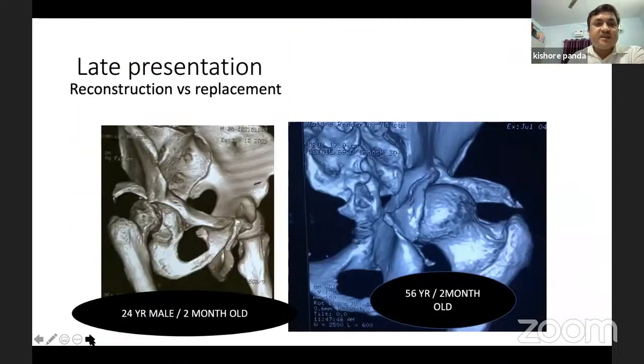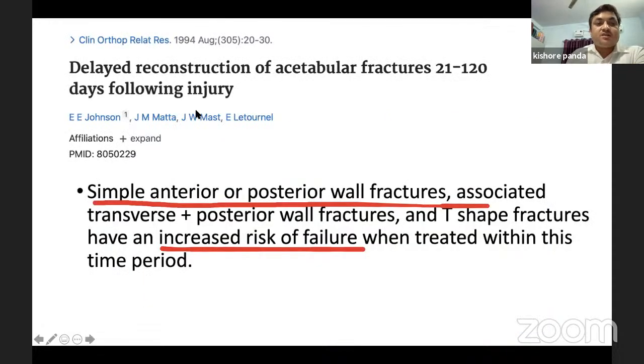So again, reconstruction versus replacement in the late presentation. This is partly covered by Chitta sir, but we have two options: one is a young male, another is a 56-year-old male. These are the two varieties of person we have to decide between, reconstruction versus replacement. This is a landmark paper by Joel Matta, who concluded that simple anterior or posterior fracture associated with the transverse plus posterior fracture and T-shaped fracture have increased risk of failure when treated within this time period.